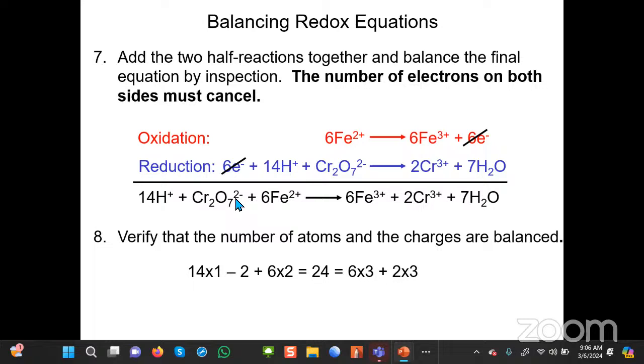that's 12, and then 12 plus 12, so that's 24 on the left side. And here we have 6 times 3, 18, 18 plus 2 times 3, 6, 18 and 6, 24. So the charges are balanced as well, right? And therefore you can be very certain that your equation is balanced, all right?